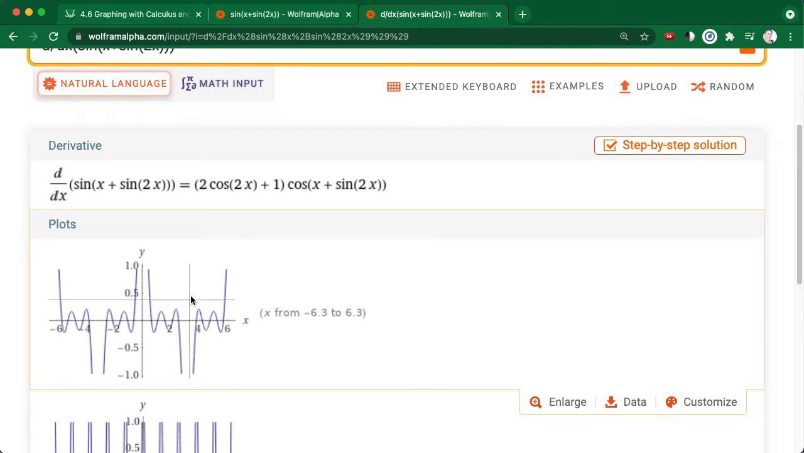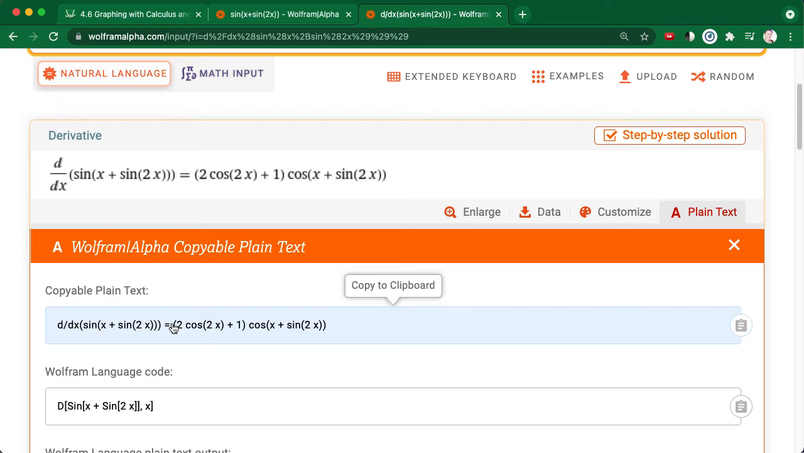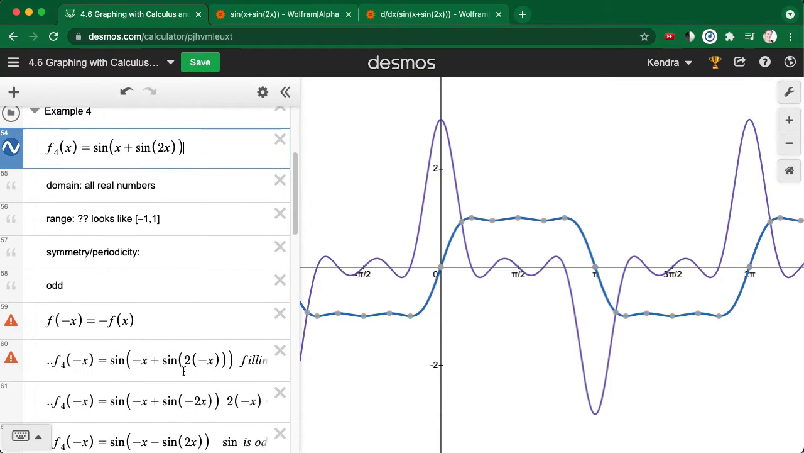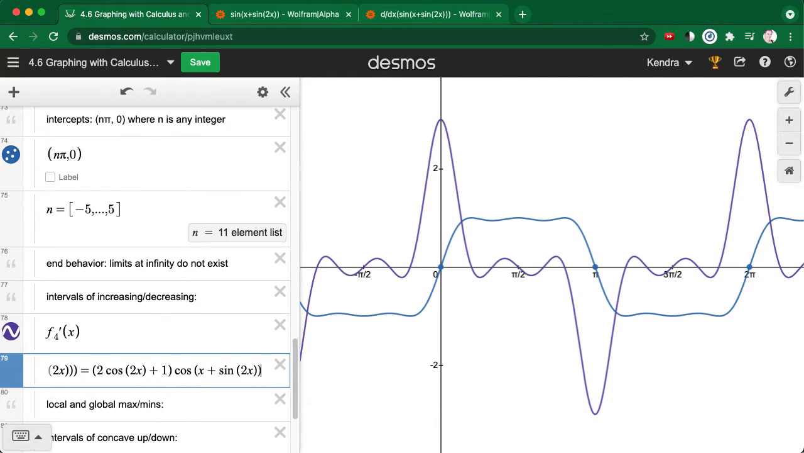And it looks like 2 cosine... let me take that in plain text. Copy to clipboard, and 2 cosine of 2x plus 1. Let's take that down here. And I don't want all of this stuff which says this is d over dx of that stuff. So this lines up exactly with what Desmos calculates as the derivative.